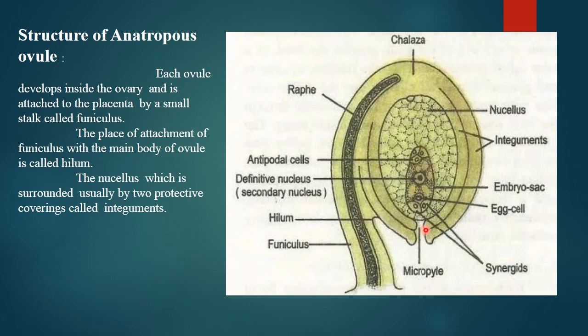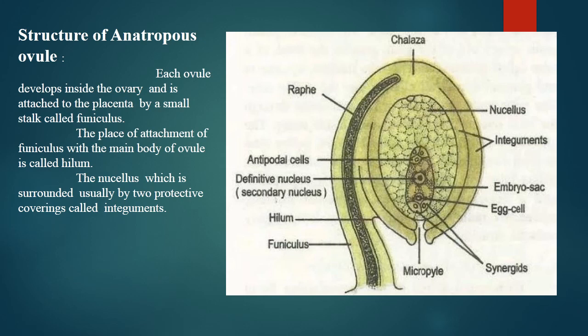Anatropous ovule: a completely inverted ovule, turned back 180 degrees. Ovule is a small body that contains the female germ cell of the plant. The hilum and micropyle are side by side, very close to each other. In this ovule, the micropyle is facing downward. In angiosperms, the most common type of ovule is anatropous.